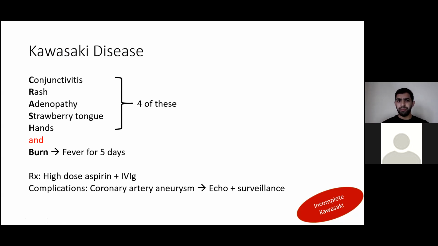The rash can be pretty much any sort of rash that's not a bullous type rash. Adenopathy is cervical adenopathy, and it's usually unilateral. And then you get a strawberry tongue as well. So you get cracked lips and a bright strawberry tongue. And it's called a strawberry tongue because you can almost see the papillae being really big, so it has the appearance of a strawberry. And usually there is a rash or swelling of the hands or the feet. Okay, so this is what makes the diagnosis of Kawasaki.